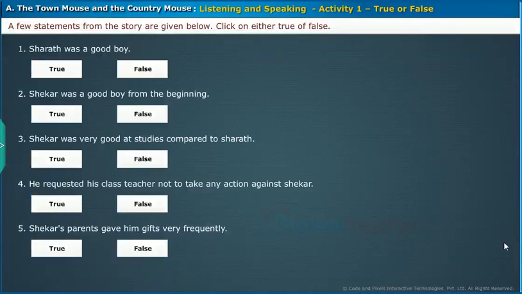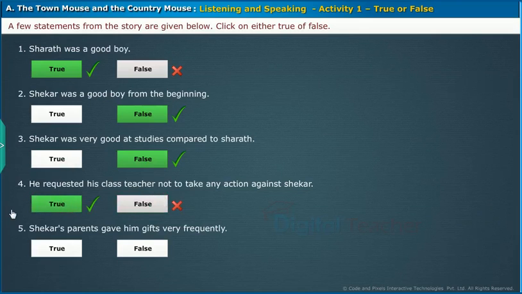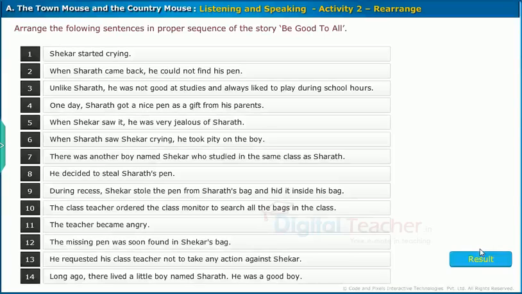A few statements from the story are given below. Click on either true or false. Arrange the following sentences in proper sequence of the story, "Be good to all."